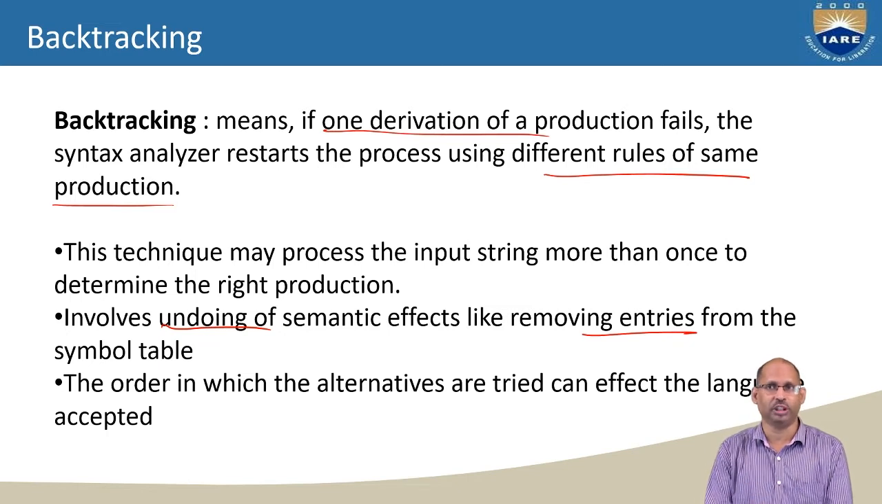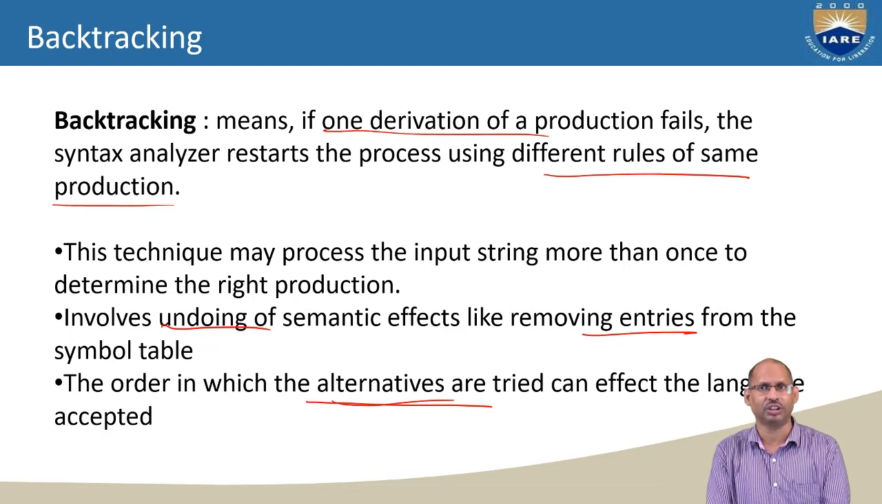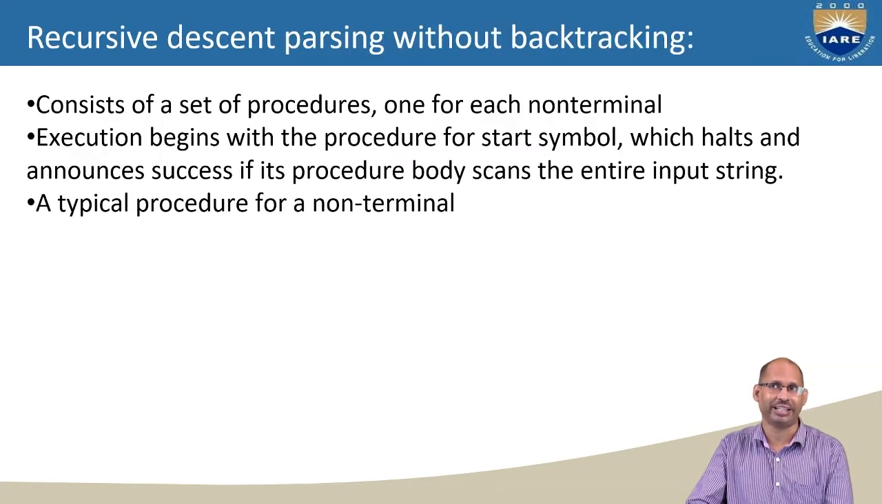So if we select the first production, but we are unable to derive our required string, we will come back. So we are undoing the semantic effects. The order in which the alternatives are tried can affect the language accepted. So if any non-terminal has four productions, we select the first one, mismatch occurs, then the second one, mismatch occurs, then the third one, and so on. If we are able to derive the string, it is accepted; otherwise the string is not accepted. So that is the concept of backtracking.